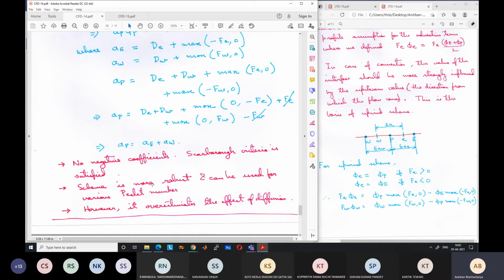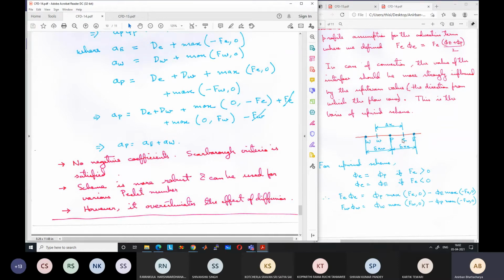And the scheme is more robust, as we will see later, and can be used for a large value of Peclet number. But the scheme is not very accurate when the Peclet number is small. So when the central difference scheme works well, between Peclet number of -2 and 2, then this scheme does not work very well. Why? Because we are assuming that convection plays a very dominant role. The flow is very strong, but at low Peclet number, for very small flow rate, there will also be significant influence of diffusion.